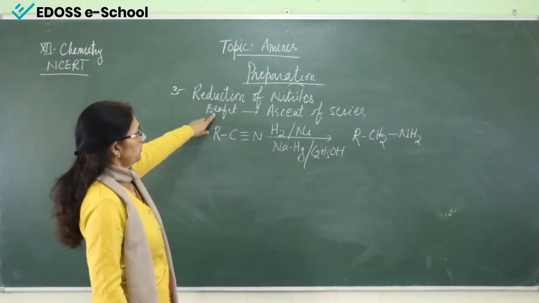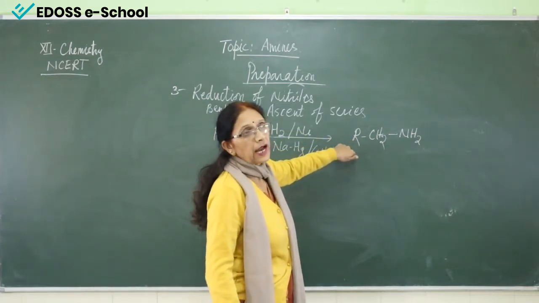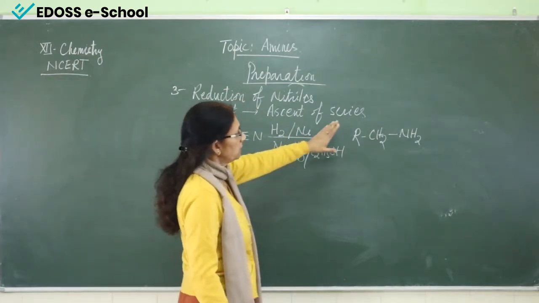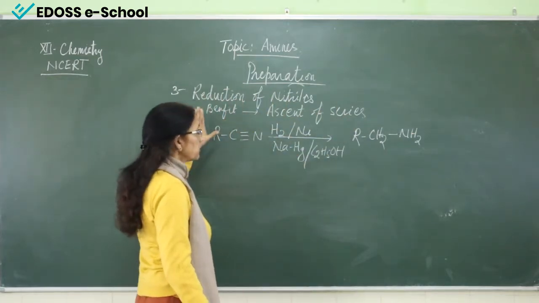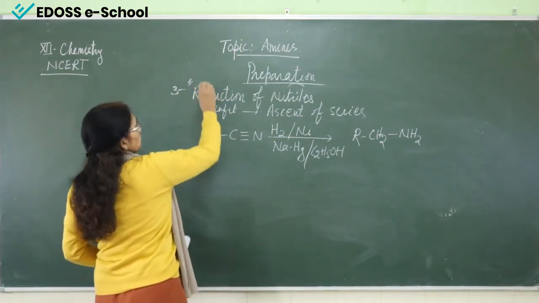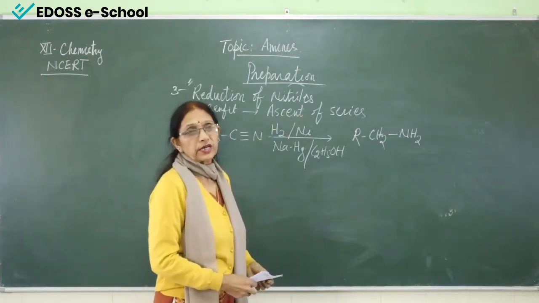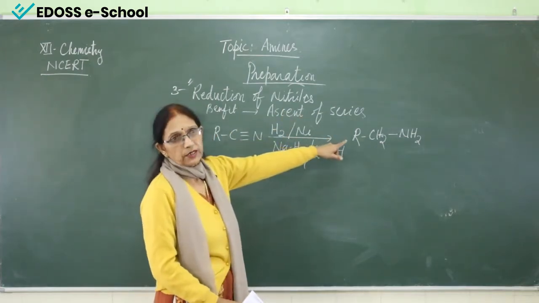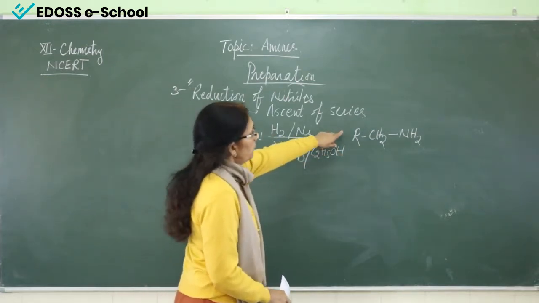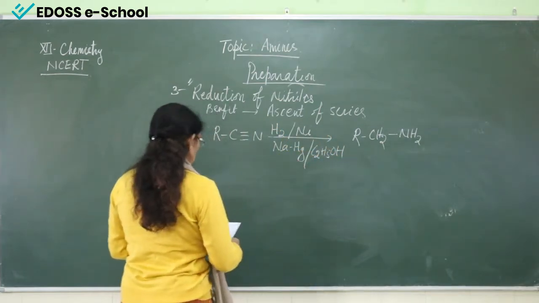So if you want ascent of series, suppose if you want ethylamine, we can take methyl here. If you want propylamine, we can take one less. So the benefit of this reduction of nitrile is the ascent of series, meaning we can increase the number of carbon atoms. If you are taking 3 carbon atoms, we will get a 4 carbon atoms amine. So this is important in this way.